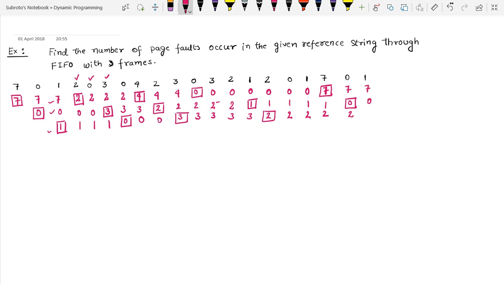Now count the number of boxes to get the page faults. So page faults equals 1, 2, 3, 4, 5, 6, 7, 8, 9, 10, 11, 12, 13, 14, 15. So 15.